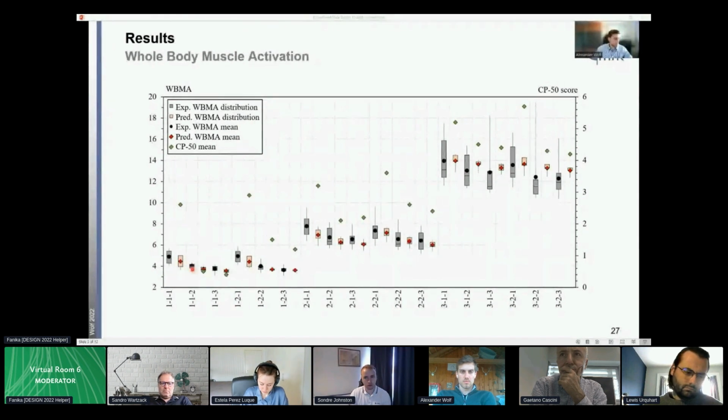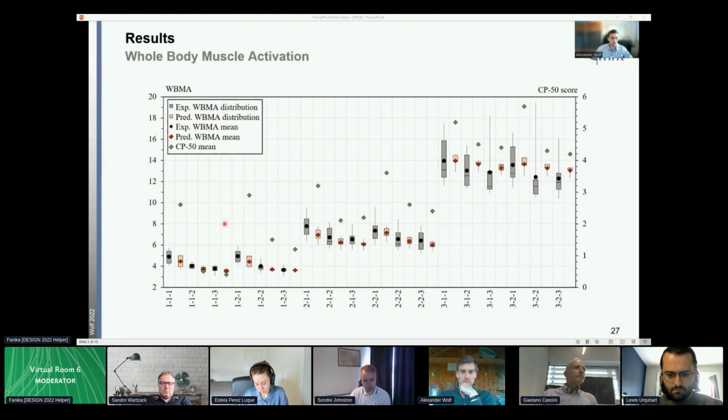So as you can see, the whole body muscle activation of the predicted postures is mostly within the range of the measured postures, while the experimental ones are far more spread. They have the same characteristic for all the combinations, which is quite good. On the other hand, when comparing the whole body muscle activation to the subjective discomfort rating, which we did with the CP50 score, you see that it's also the same characteristic with respect to the configuration combinations, but there are a few flaws. For example, these points are clearly higher than those, which is not covered in our prediction data.